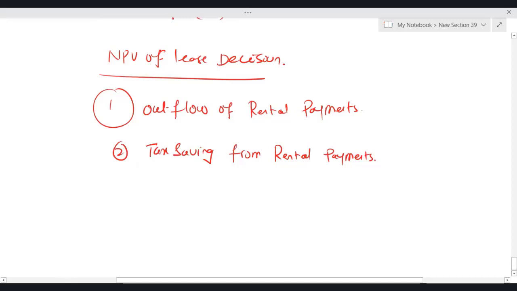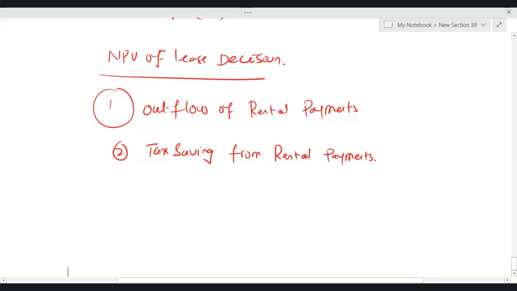It cannot be different. If, let's say, just an example, okay? If someone says for lease decision, the discount factor will be 12% and for buying decision, the discount factor will be, let's say, 13%. So I will outright reject the buy decision because if the cost of capital is 13% for the buy decision and for the lease it is 12, it is obvious that lease is cheaper than the buying decision. So logically, the cost of capital, the discount factor for both the decisions, has to be same.